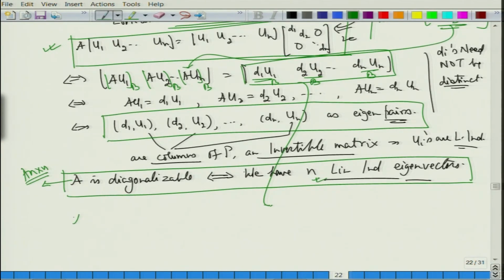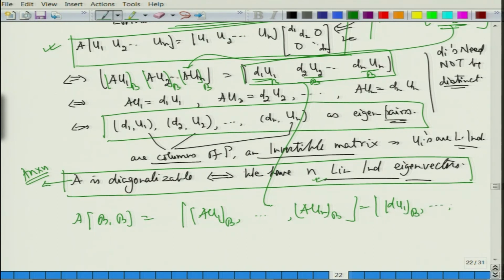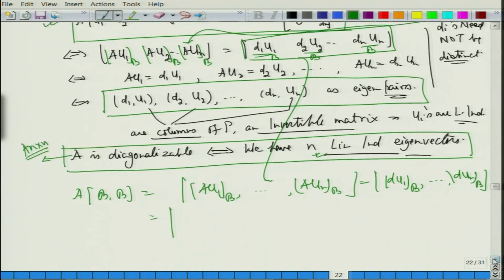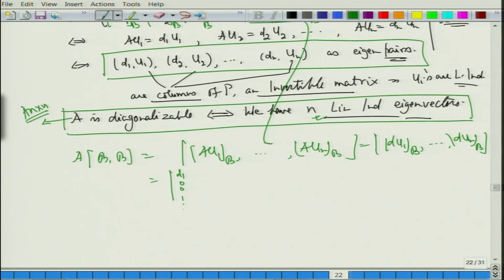I think there may be some problem with clarity, so let me write here. I'll have to compute A of B, B, which will be equal to A of U1 till A of Un with respect to B, which will be equal to D of U1 with respect to B till D of Un with respect to B, which will be equal to D1 0 0 0, 0 D2 0 0 0, and Dn here 0 0 0.